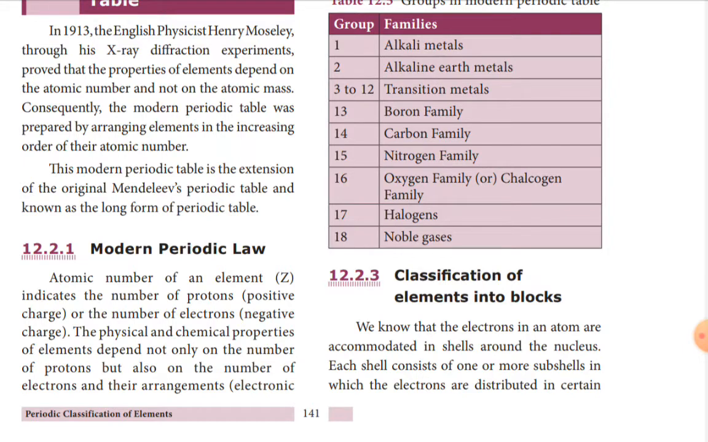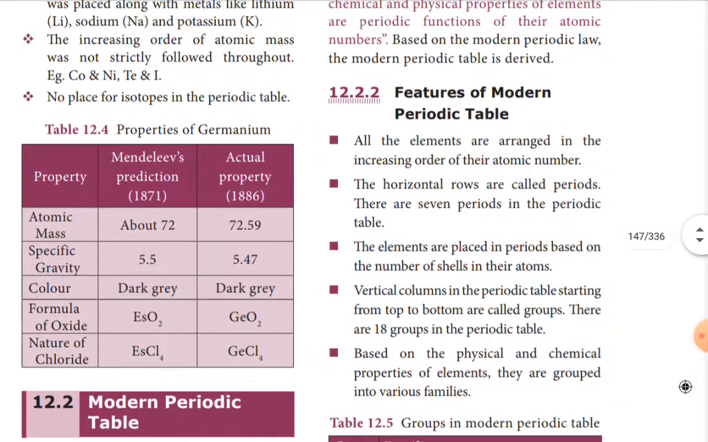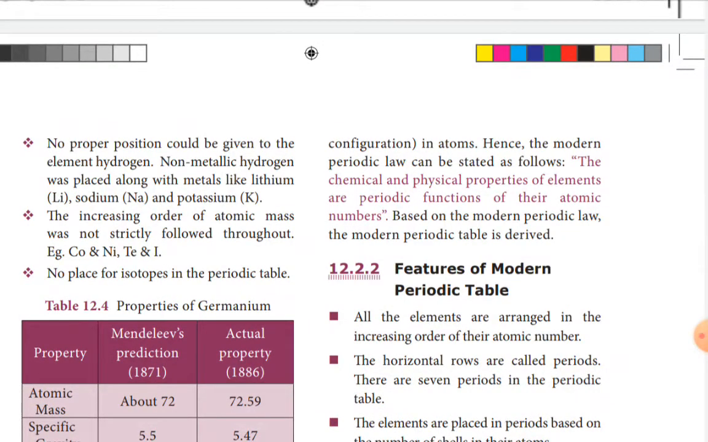The physical and chemical properties of elements depend not only on the number of protons but also on the number of electrons and their arrangement. This arrangement is called the electronic configuration. Electronic configuration is nothing but the distribution of electrons in different atomic orbitals. The distribution or arrangement of electrons in different atomic orbitals is called electronic configuration. So the modern periodic law says the chemical and physical properties of elements are periodic functions of their atomic number. This is the modern periodic law.